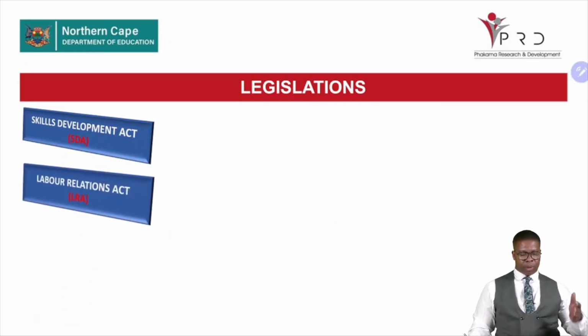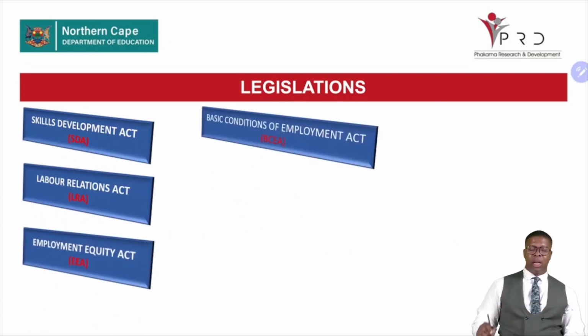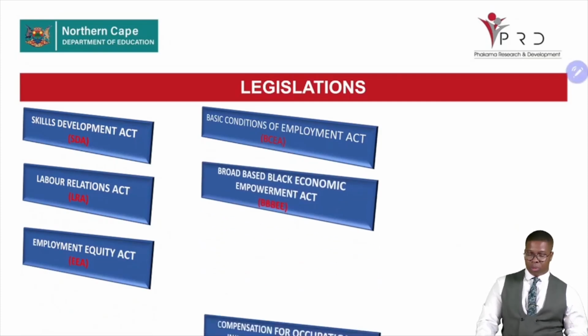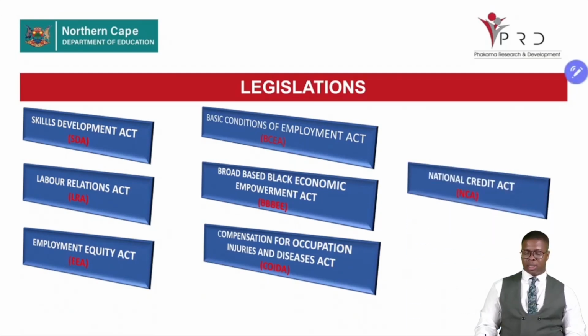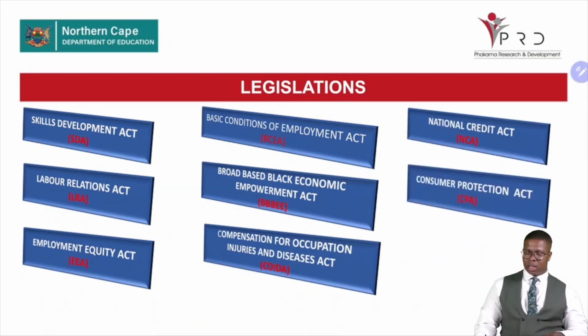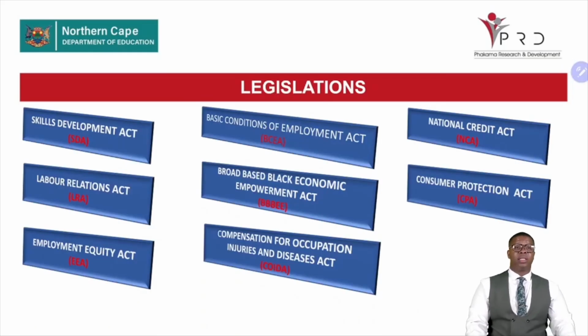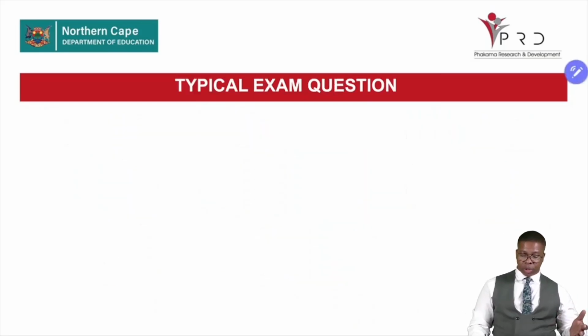Remember, you have the Skills Development Act, the Labor Relations Act, the Employment Equity Act, together with the Basic Conditions of Employment Act and the Broad-Based Black Economic Empowerment Act, together with the Compensation for Occupational Injuries and Disease Act, together with the National Credit Act and the Consumer Protection Act. So when it comes to the acts, you can be expected to identify the acts from the scenario. Let me show you how.